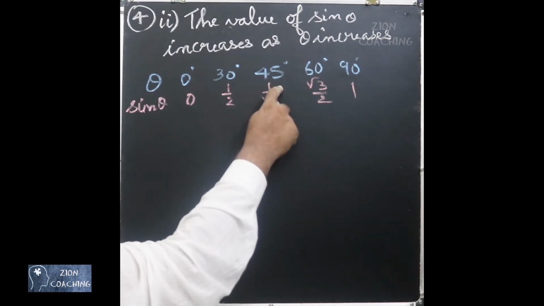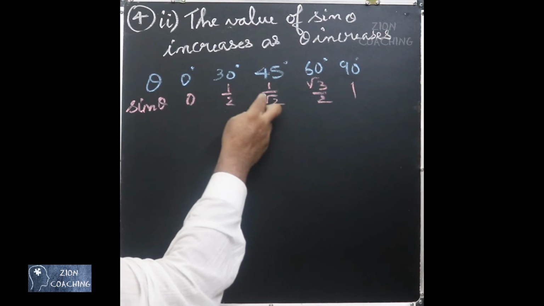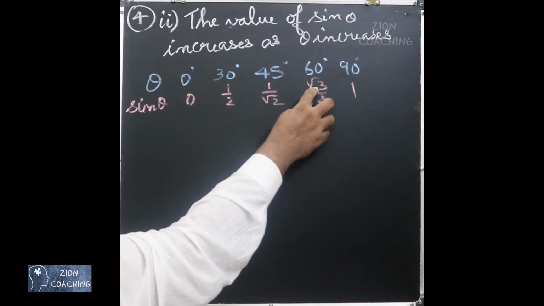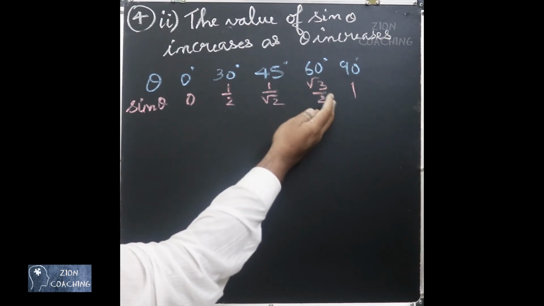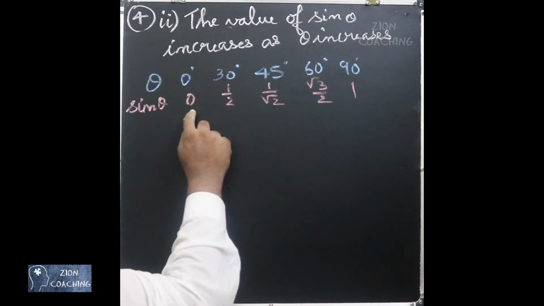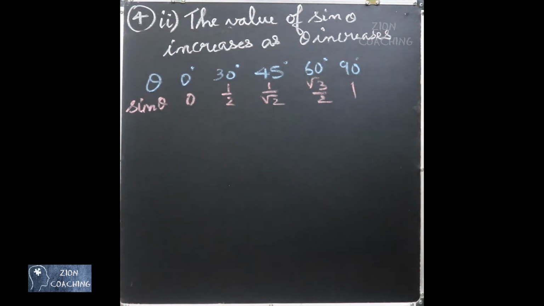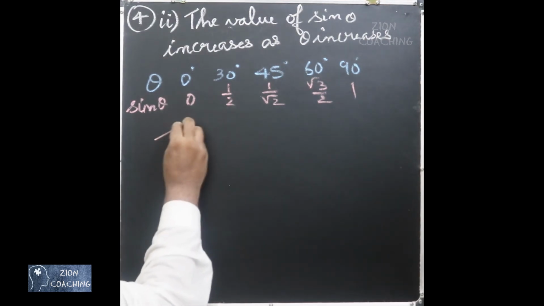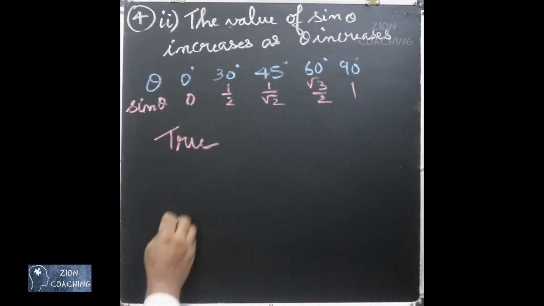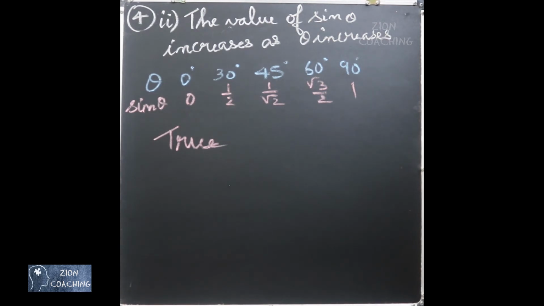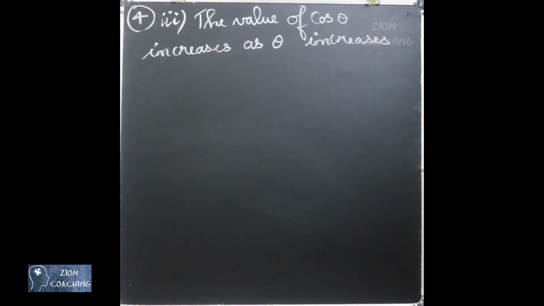1 by root 2 is 1 by 1.4142, which is going to be more than half. Then this is 1.732 divided by 2, which is going to be further more. So you can see that the value is slowly increasing from 0 to 1. Therefore, the statement is true. You can say that the value of sin theta increases as theta increases.